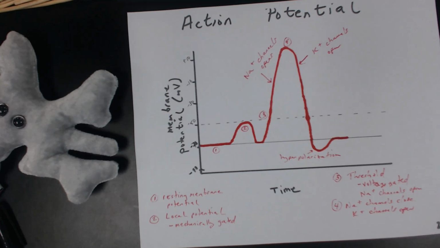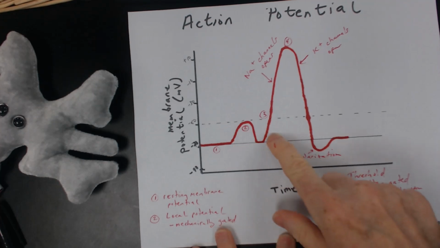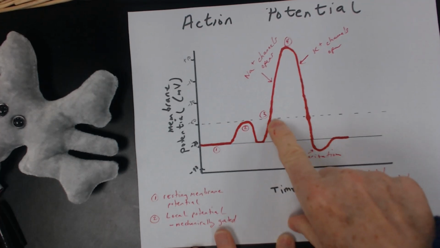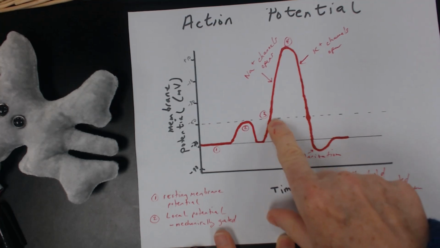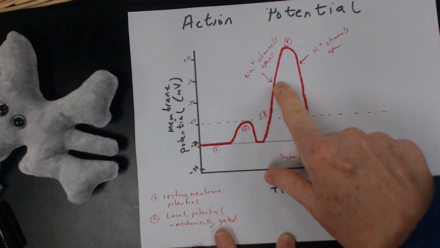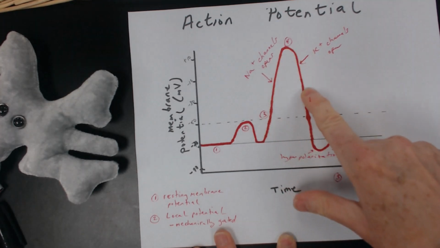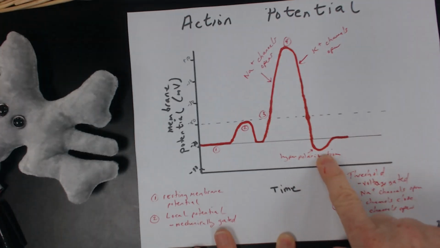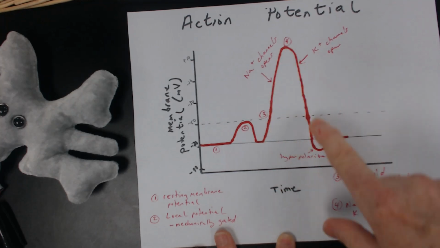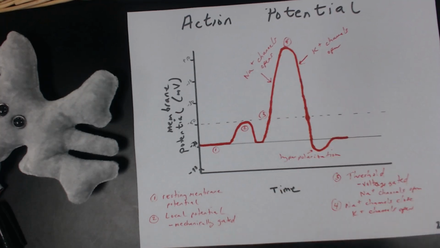Okay, so essentially, in response to a mechanically graded potential, you get a voltage gated potential. That's the action potential, where your sodium channels open, reach a peak, and then potassium channels open, come back down, and then you actually hyperpolarize. Okay, so this is a depolarization, this is a hyperpolarization with the action potential.